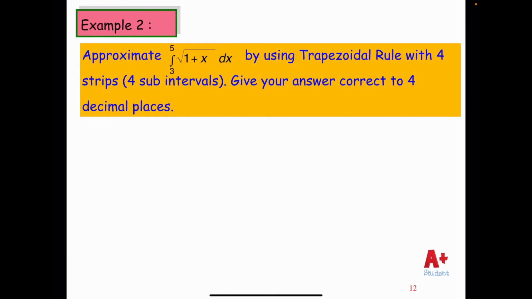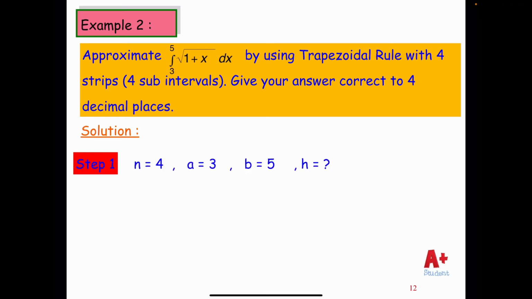Next, example 2. Approximate the integration of square root of 1 plus x dx from 3 to 5 by using trapezoidal rule with 4 strips or 4 subintervals. Give your answer correct to 4 decimal places. So how can we solve this example 2?